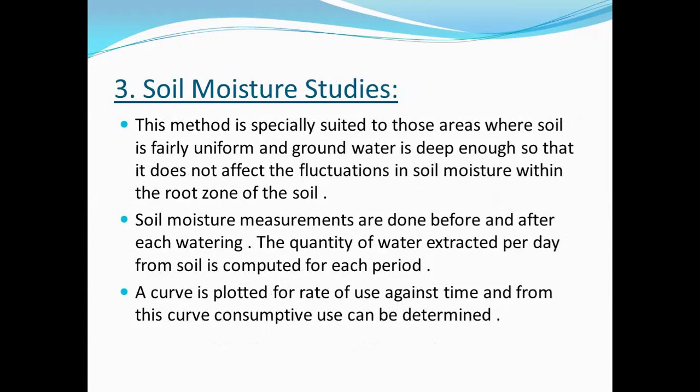Third one is soil moisture studies. In this method, it is specially suited to those areas where the soil is fairly uniform and groundwater is deep enough so that it does not affect the fluctuation in soil moisture within the root zone of the soil. Right. So it is only suitable for those areas where the soil is fairly uniform and the groundwater is deep enough, right?